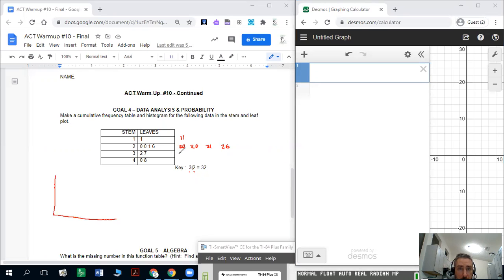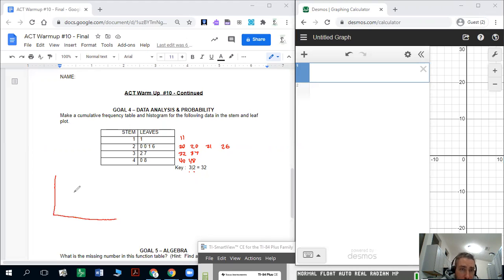This is 32 and 37 and 40 and 48. So those are the actual numbers. There's 1, 2, 3, 4, 5, 6, 7, 8 numbers. And that first number is the tens place. The second number is the ones place, okay?